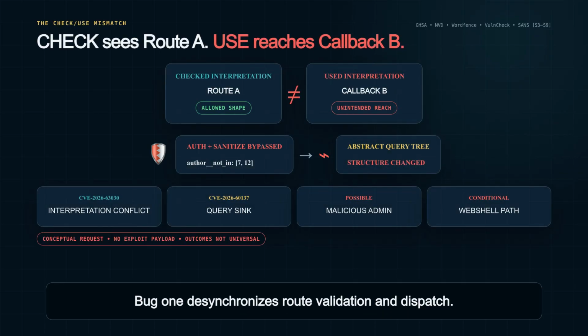WP2Shell breaks those assumptions. First, CVE-2026-63030 desynchronizes route validation and dispatch in the REST batch endpoint. A crafted subrequest can be checked as one route but sent to an unintended callback, bypassing its normal batch restriction and input sanitization. Second, that callback feeds attacker-controlled author__not_in data into affected WP_Query code. CVE-2026-60137 does not properly sanitize and prepare the value, so the attacker can alter the database query structure. Together, route confusion makes a restricted SQL injection sink reachable without authentication. Reports describe malicious administrator creation or, under suitable database and file system conditions, a web shell. Those are possible paths, not a universal one-step payload.